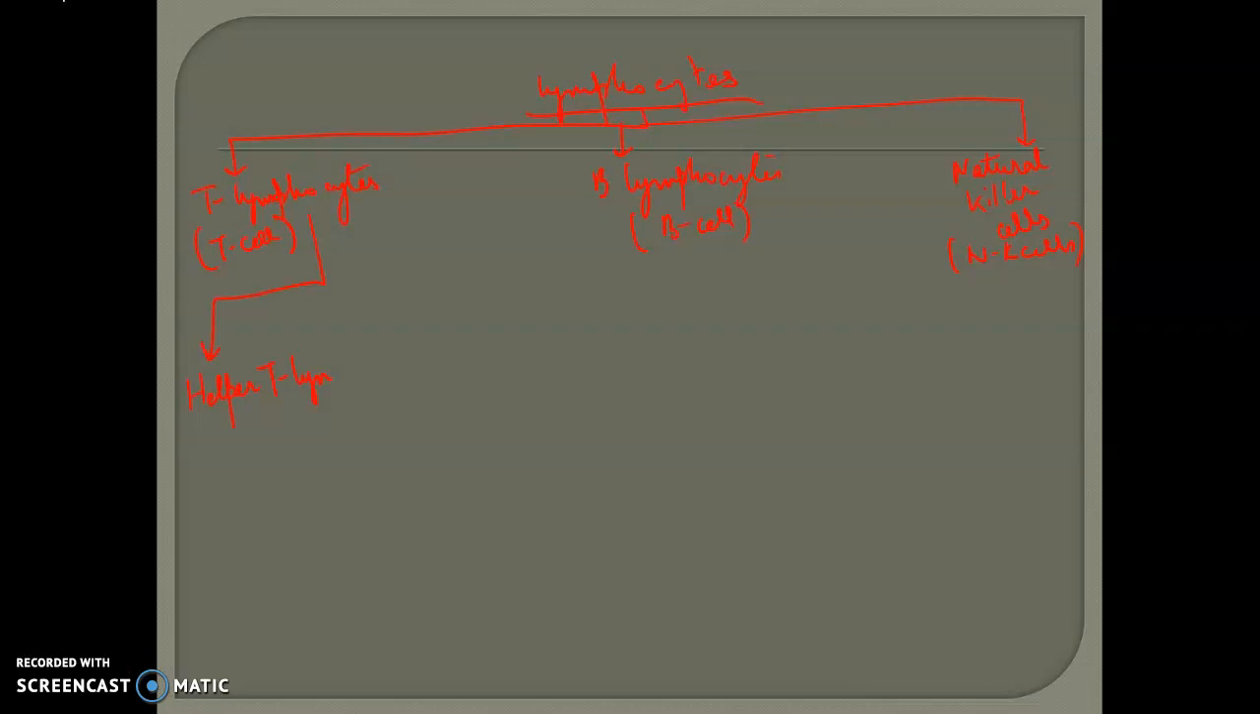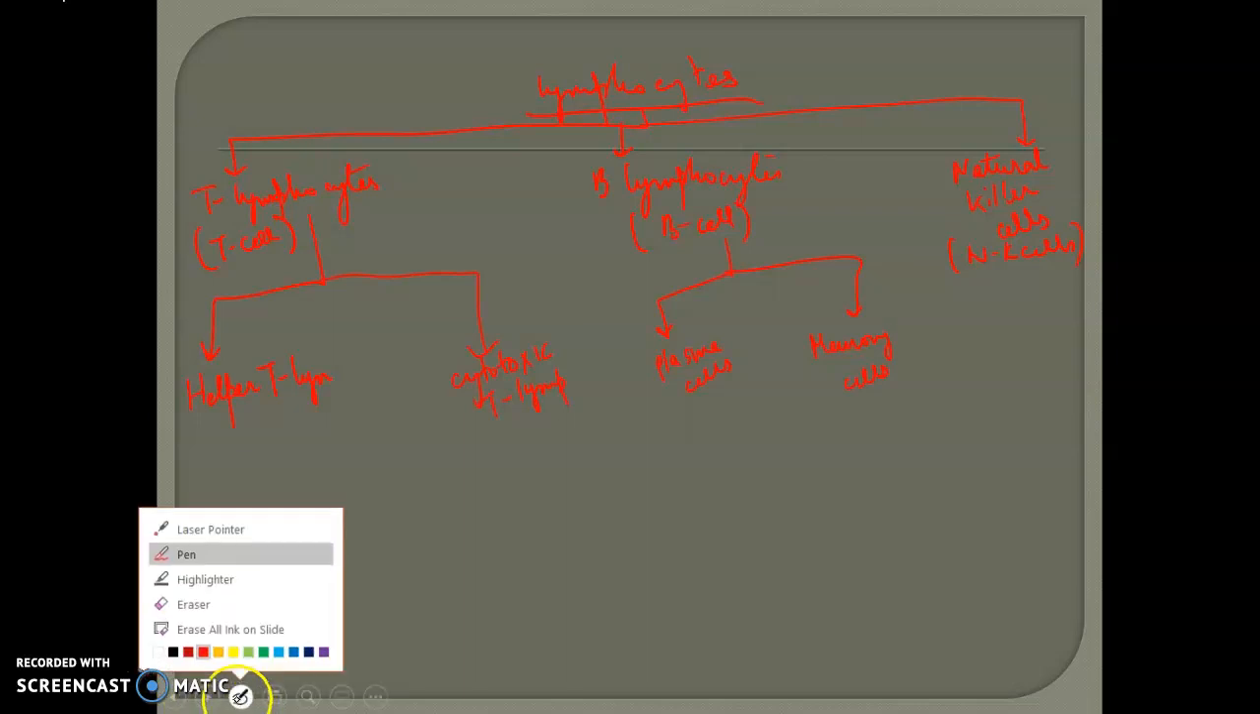Two types of T lymphocytes. We have helper T lymphocytes and cytotoxic T lymphocytes. There are two types of B lymphocytes that we will talk about. We have plasma cells, and then we will talk about memory cells. Okay, let's take one at a time. So let's focus on T lymphocytes first.